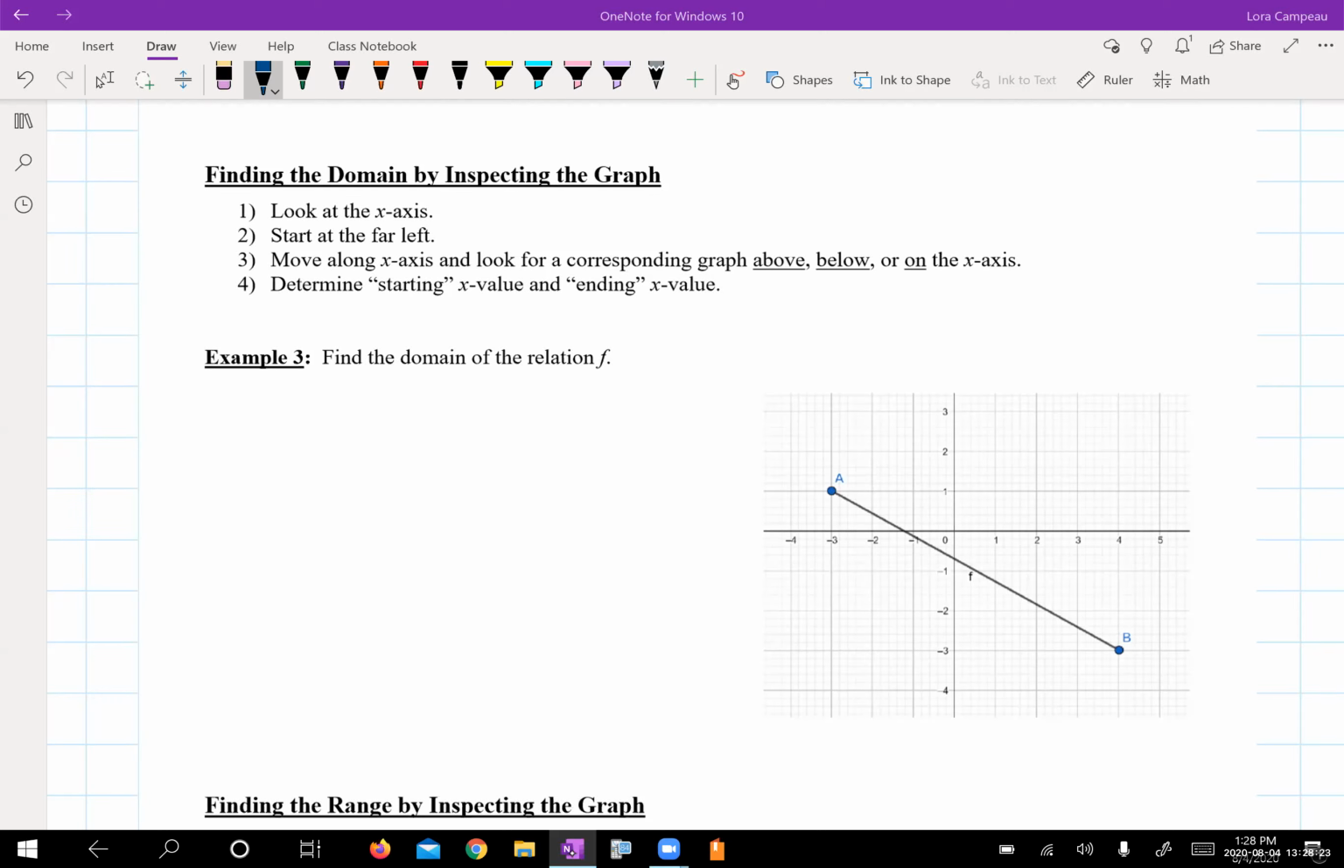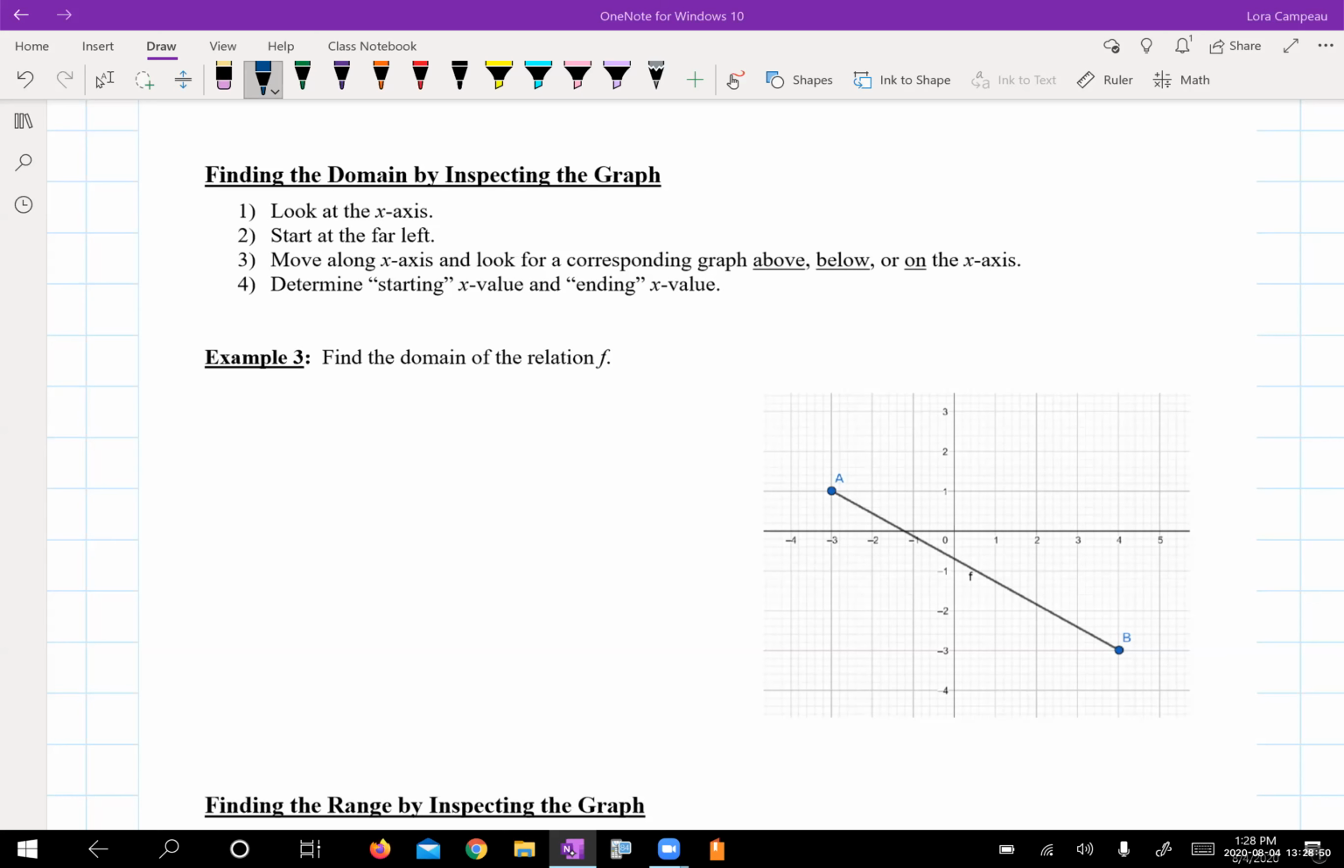Welcome, class. Just wanted to show you a little bit more about how to find the range and domain by inspecting the graph. In the previous examples that you probably looked over in your textbook, a lot of times you're just listing particular values. But when you have a graph, you have to remember that there's a wide range of X values or Y values that you have to address.